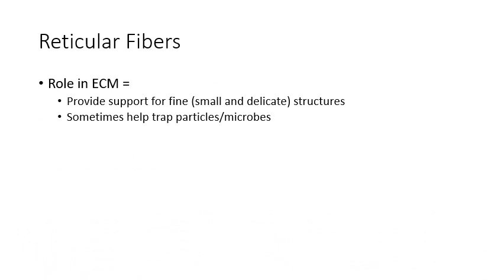The role of reticular fibers in the extracellular matrix is to provide support for delicate structures and also to help trap particles and especially microbes. So one of the prominent places to find many reticular fibers would be in tissue of the lymphatic system, which is prominently associated with the immune system. It has a couple of different functions which you will learn about in A&P 2. But one of the primary functions is with regard to immunity.